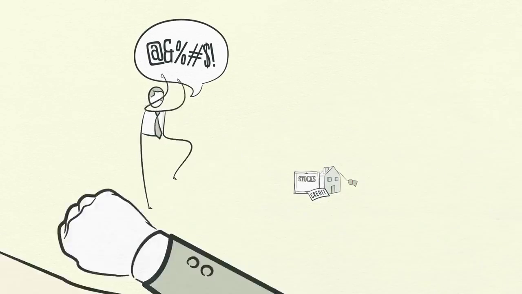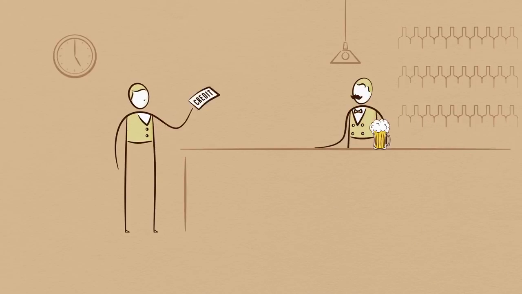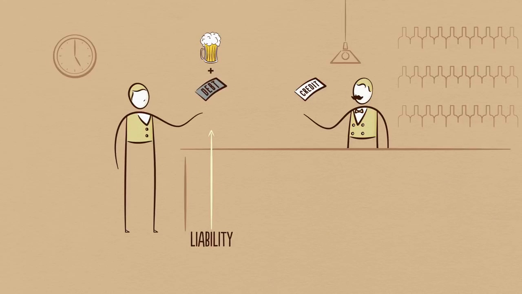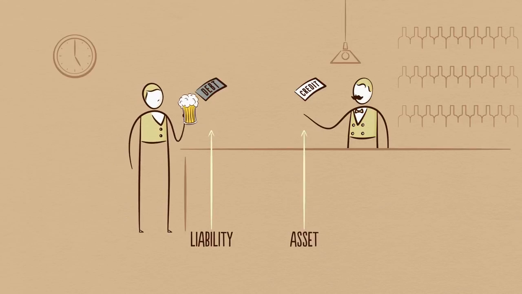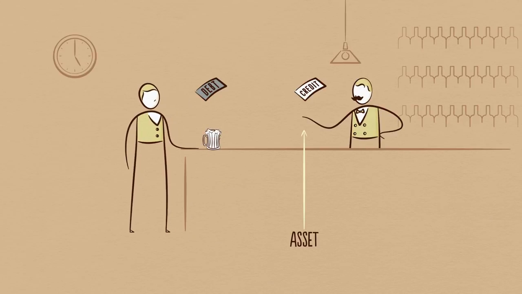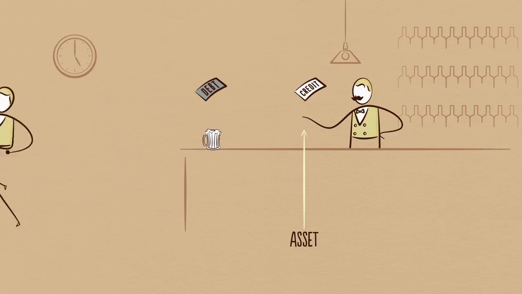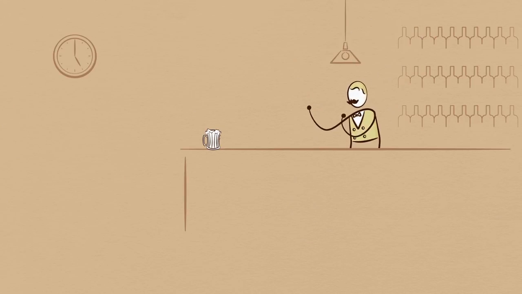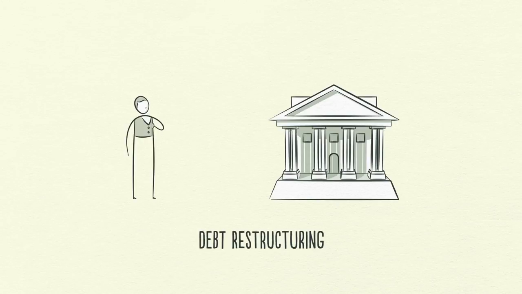Let's go back to the bar. When you bought a beer and put it on a bar tab, you promised to repay the bartender. Your promise became an asset of the bartender. But if you break your promise, if you don't pay him back and essentially default on your bar tab, then the asset he has isn't really worth anything. It has basically disappeared.